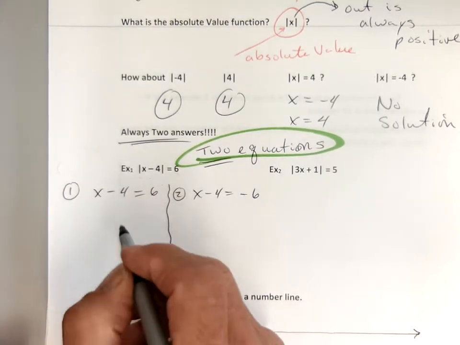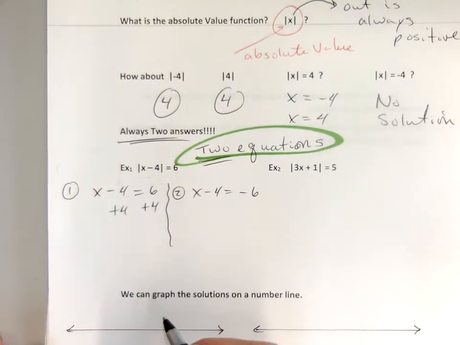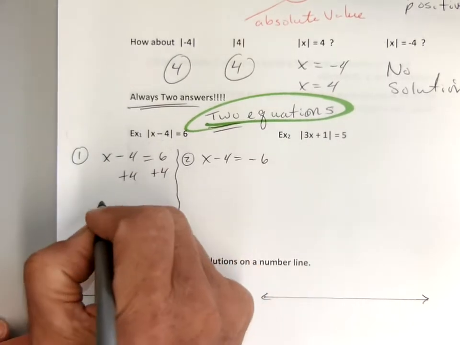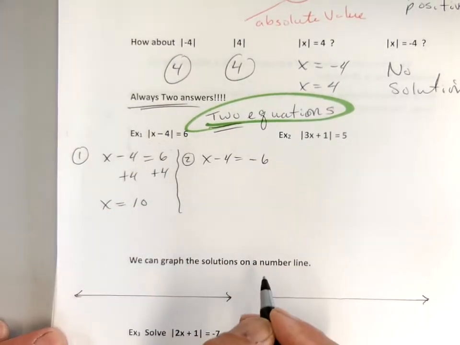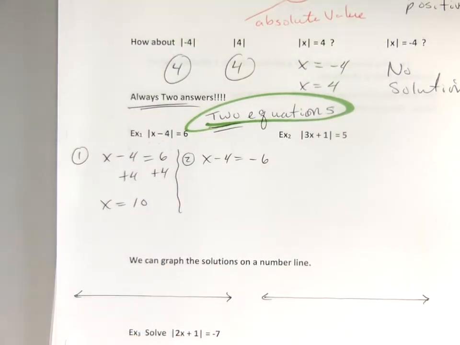Okay? So I'm going to go plus 4 plus 4. I'm solving for x just like we've done before. X equals 10. That makes sense. It really does. My answer makes sense. Put 10 right there. 10 minus 4 is what? 6. Absolute value of 6 is? 6. Okay, good. That seems obvious. Okay, let's do the second one.